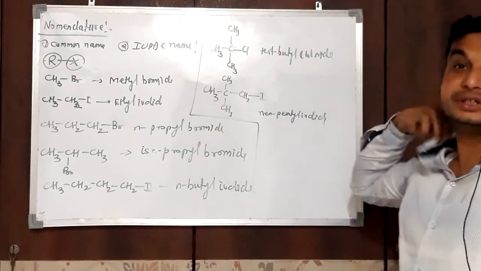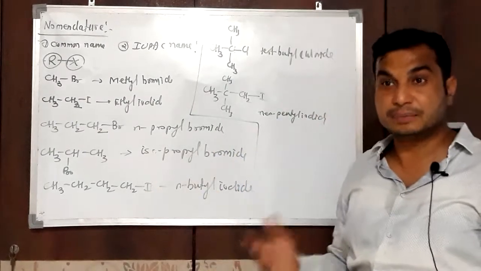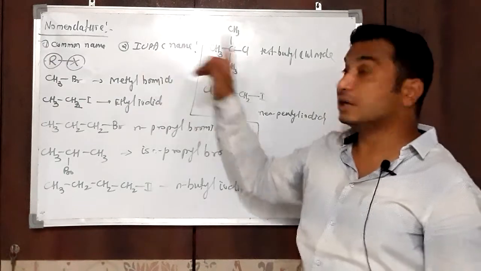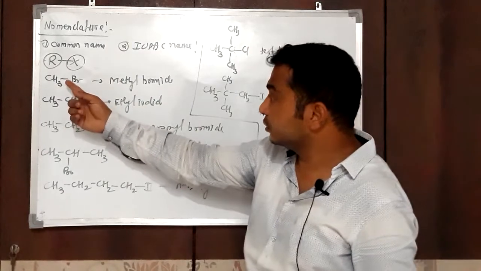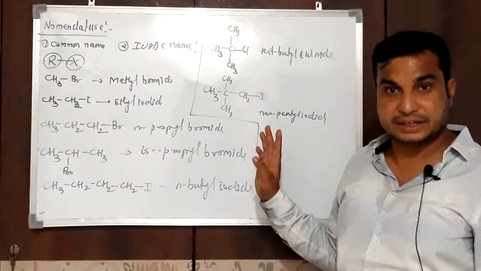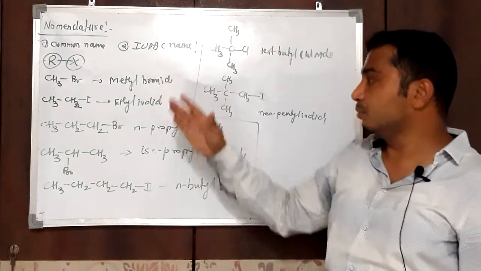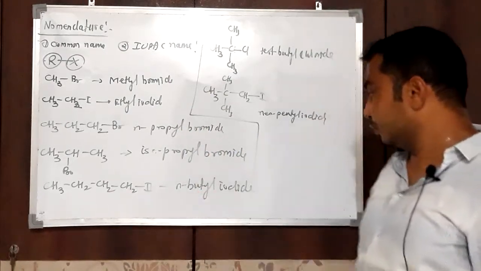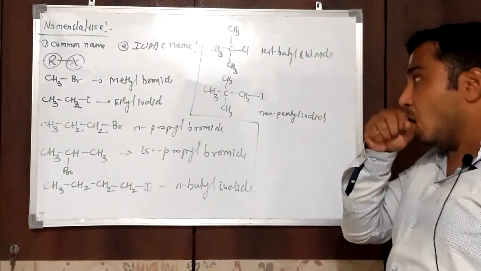to apply the IUPAC name. If the alkyl group is complicated, having more and more carbon atoms, then it is very difficult to give a common name. In that case, we have to use the IUPAC name, and the IUPAC name is applicable to all alkyl halides. So these are the common names: methyl bromide, ethyl iodide, N-propyl bromide, isopropyl bromide, N-butyl bromide, tertiary butyl chloride, neopentyl iodide, and so on.